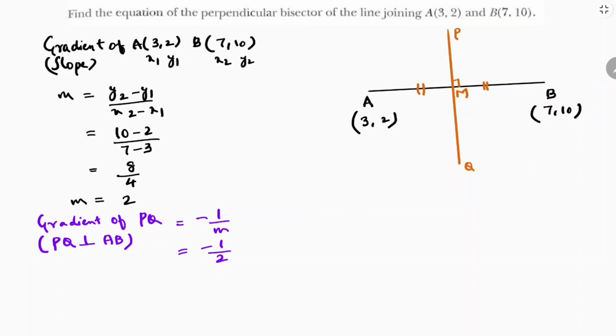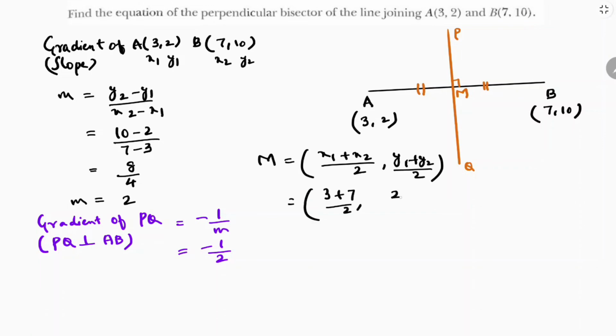Now I will find the midpoint. M is the midpoint of AB. Midpoint formula is (x1 plus x2) by 2, (y1 plus y2) by 2. So (3 plus 7) by 2, (2 plus 10) by 2. That is 10 by 2, 12 by 2. 10 by 2 is 5, 12 by 2 is 6. So the slope is minus 1 by 2.